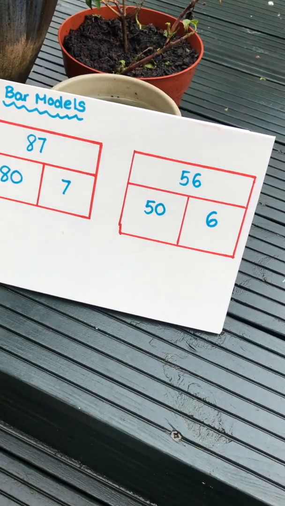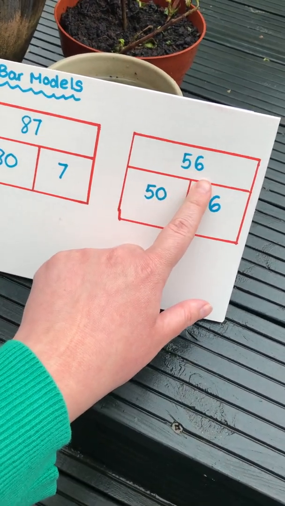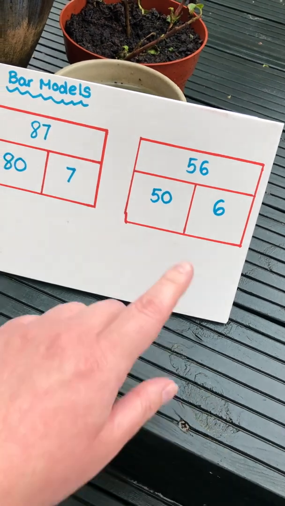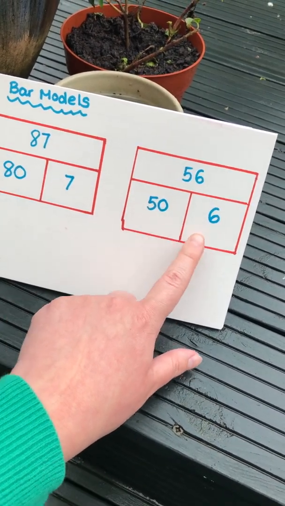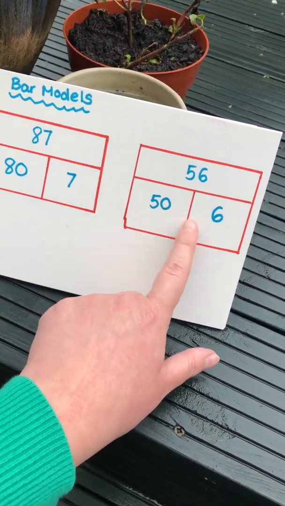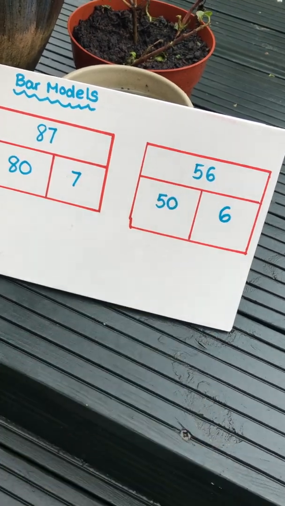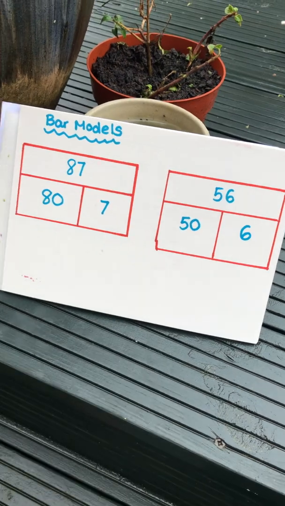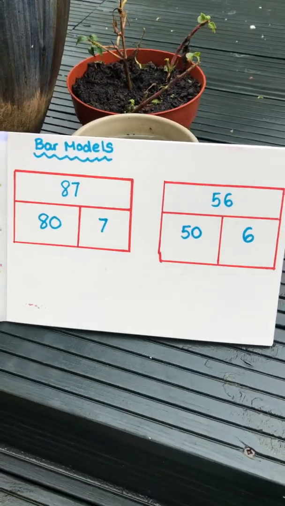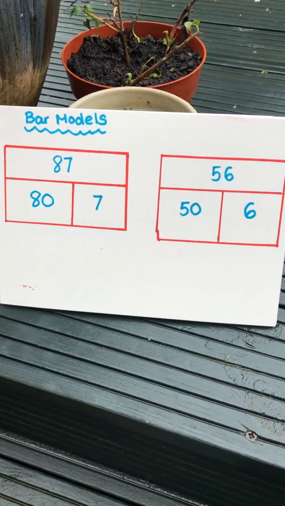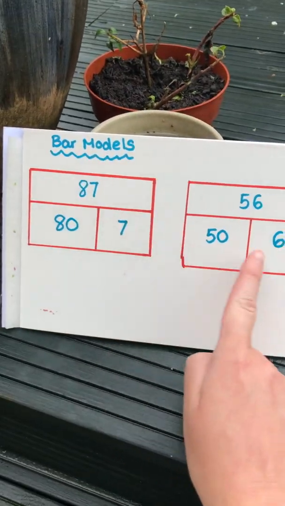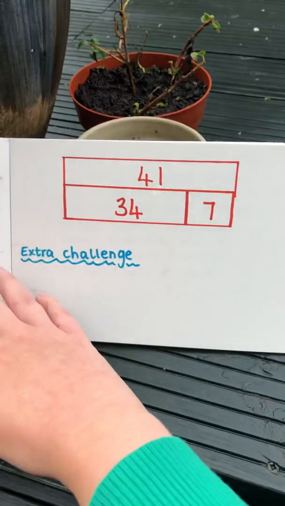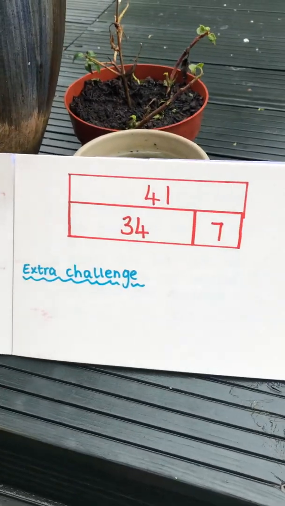So straight away I look at the top and I can see that the greatest number is 56, and that must be the whole. And then the two parts are 50 add 6. 50 add 6 equals 56. Part equals whole. So it's a little bit like a part whole model, but this is called a bar model because it's in bars. Now sometimes you might see them looking a bit more like this.